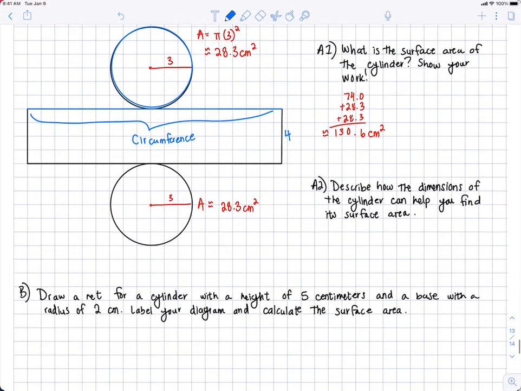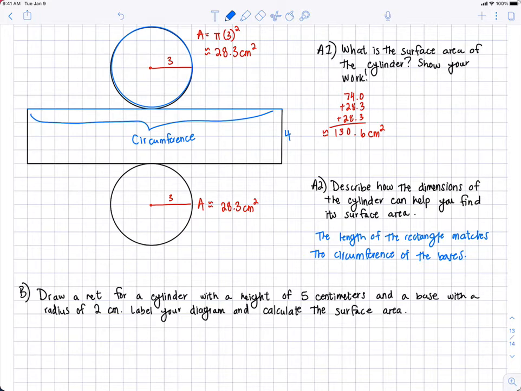So what we're going to write in A2, we're going to say that the length of the rectangle matches the circumference of the bases, of those two circular bases. And isn't that nice? Isn't that convenient? I hope you say yes, because that is awfully convenient.